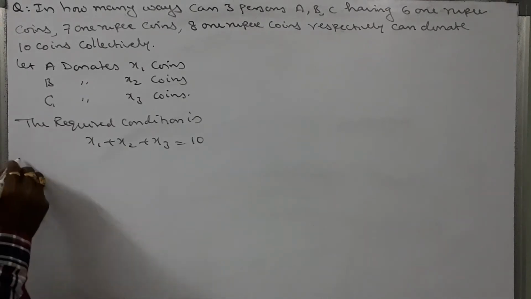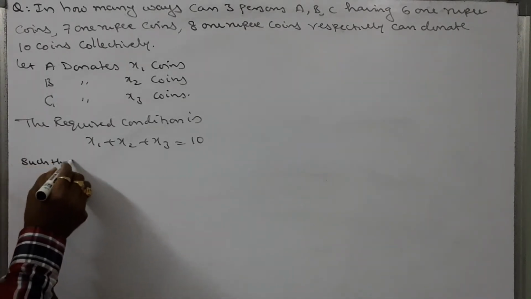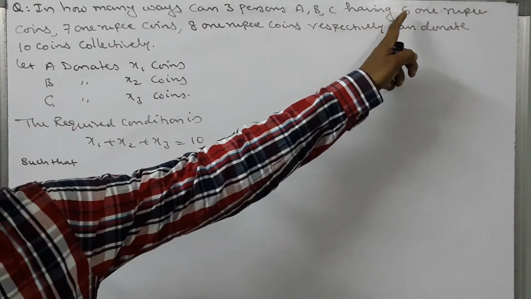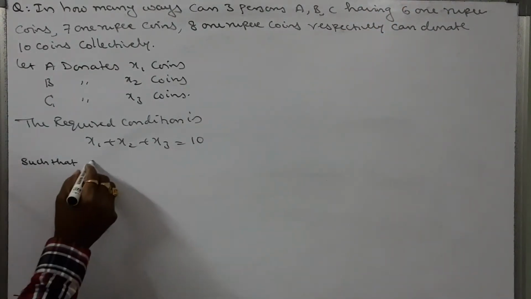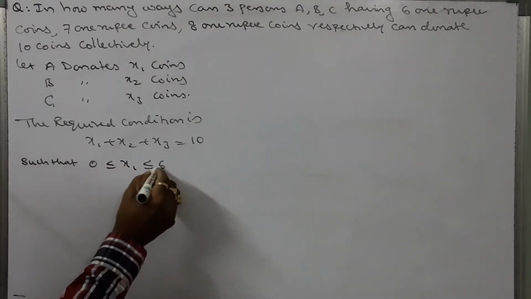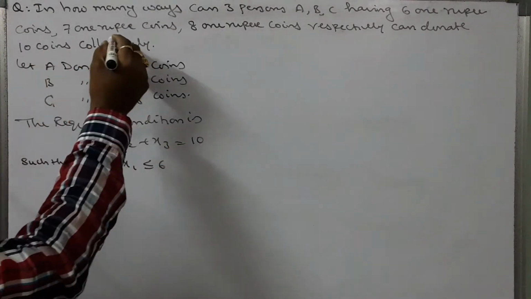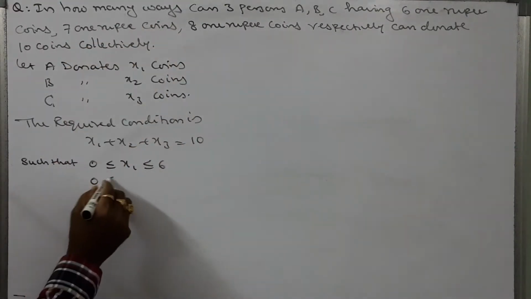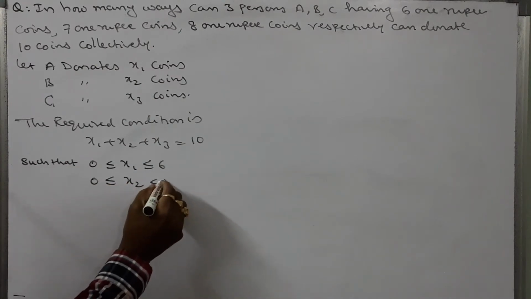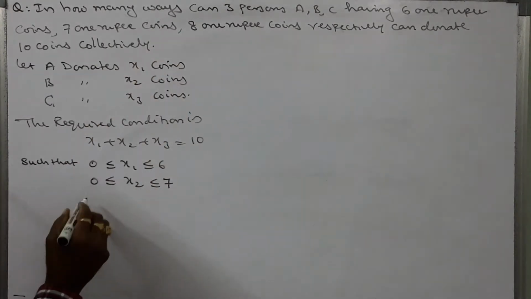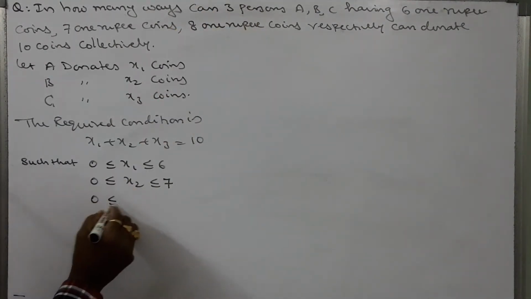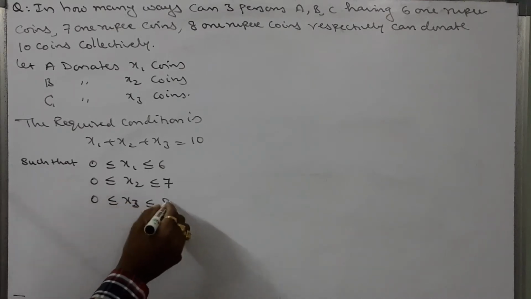Now, what are the conditions for x1, x2, x3? A may donate 0 coins, and a maximum of 6 coins, because A is having only 6 coins. So 0 less than or equal to x1 less than or equal to 6. Similarly, x2 is the number of coins donated by B. B is having a maximum of 7 one rupee coins, so 0 less than or equal to x2 less than or equal to 7. Similarly, C can donate x3 coins. C is having a maximum of 8 coins, so 0 less than or equal to x3 less than or equal to 8.